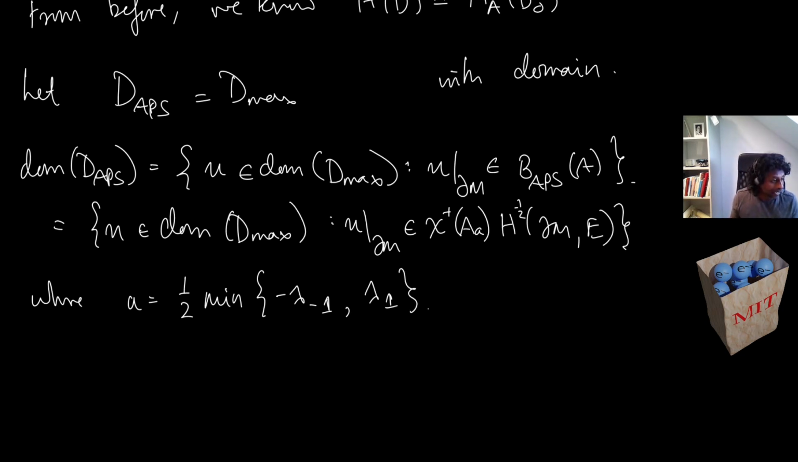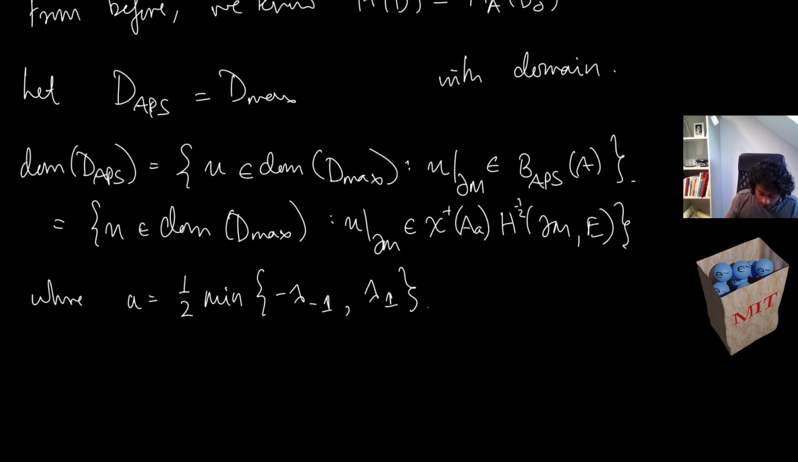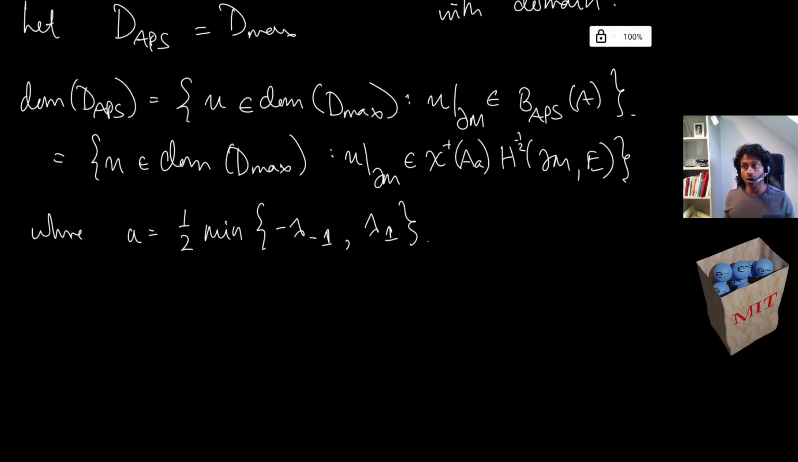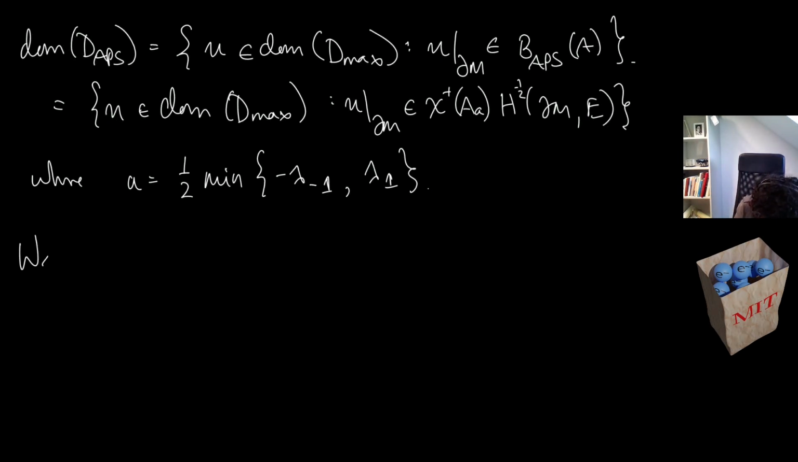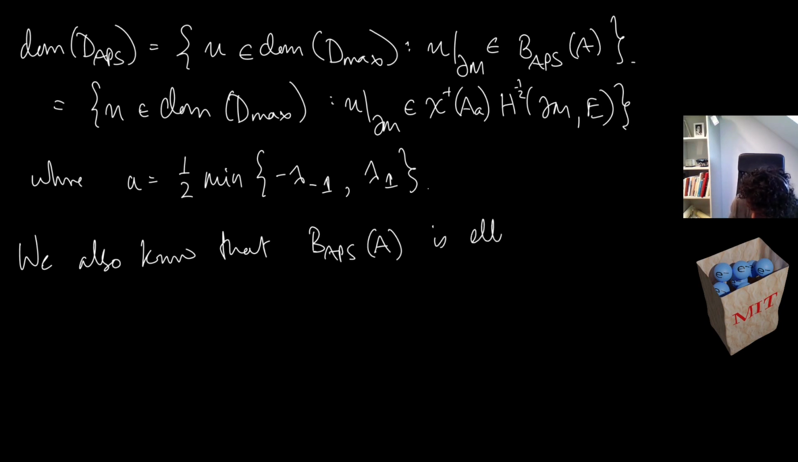Okay, so we also now know that this is a Fredholm operator, right? So we also know that B_APS of A is elliptically regular, and hence D_APS is Fredholm.